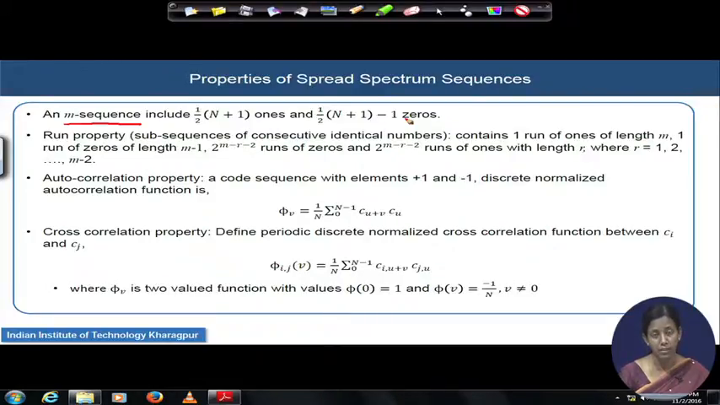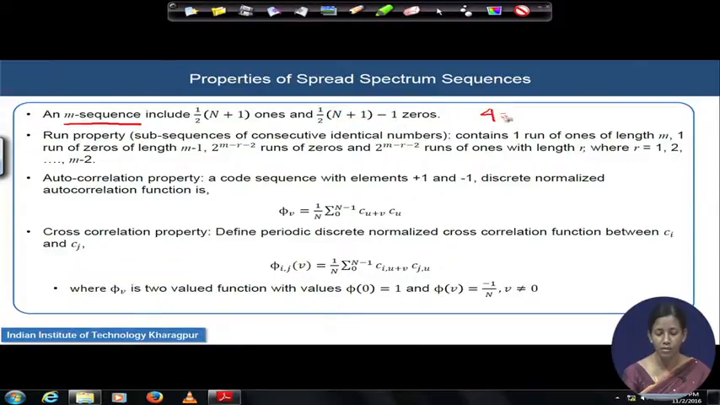For example, if you take the example of the last module, where small m was equal to 3, then we had 4 ones and 3 zeros. Our period was 7 there, remember. So, 7 plus 1 by 2 gives 4 ones, and 7 plus 1 by 2 minus 1 gives 3 zeros.